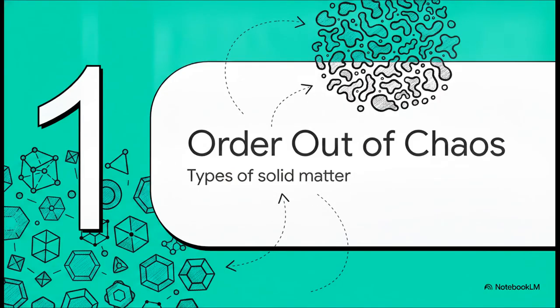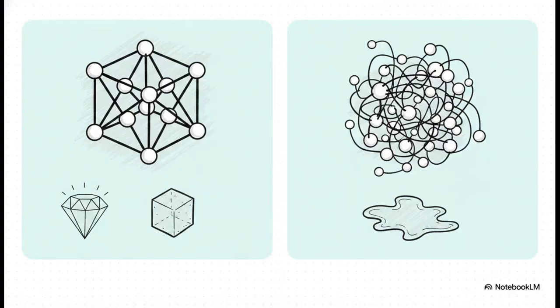All right, Section 1, Order out of chaos. Let's look at the foundational differences in solid matter. Right off the bat, there's this massive contrast between two main types of solids. On one hand, you have chaotic, amorphous solids. Think of things like glass. They totally lack symmetry and they melt really gradually.